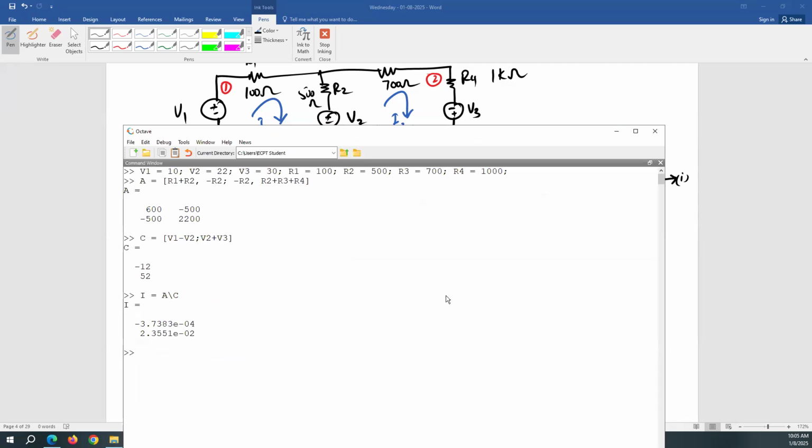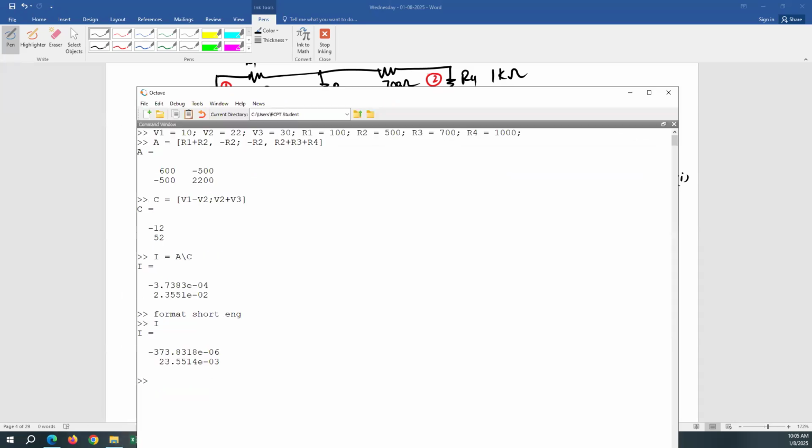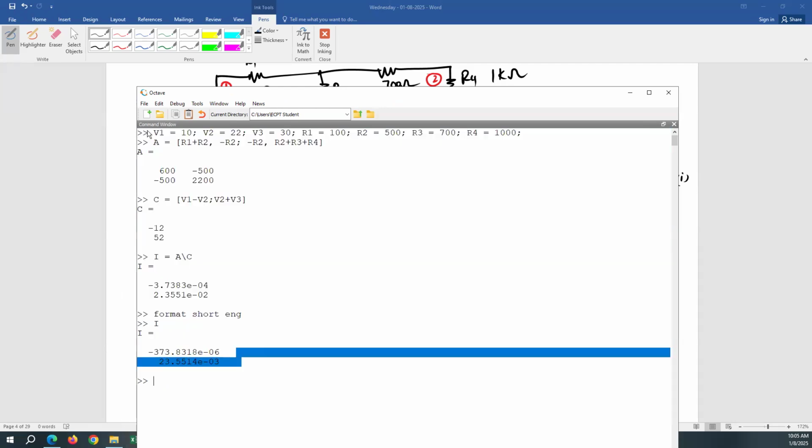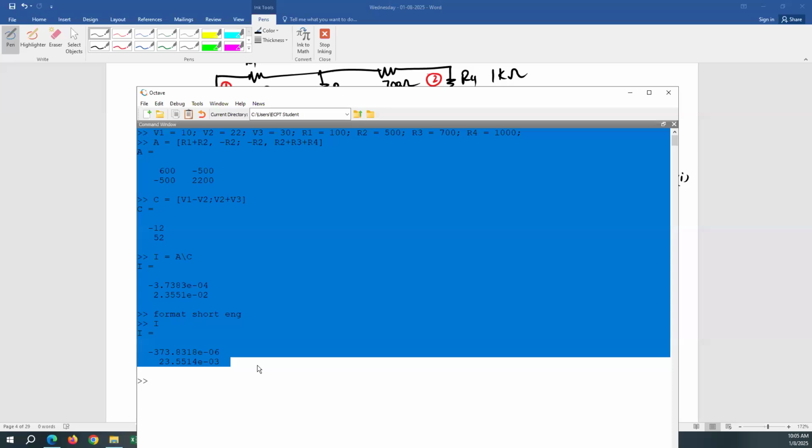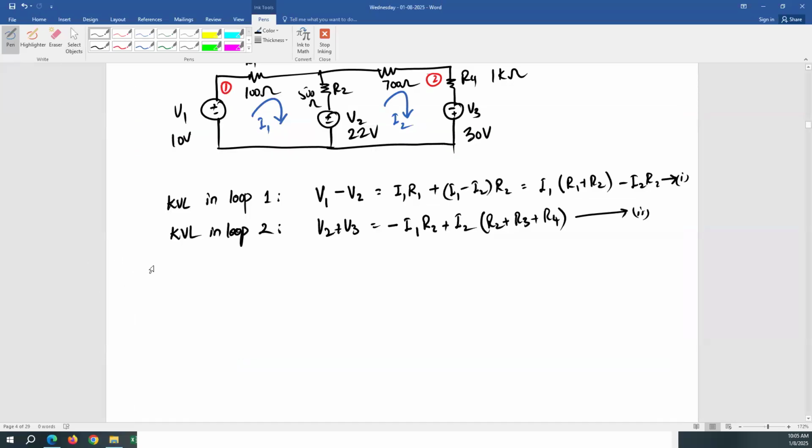And your currents are, let's put them down in engineering format. So format short ENG, that's going to give us the current. The first one is negative 373.83 microampere, and the second one is 23.5514 milliampere. So let's go ahead and just copy and paste. Control C. Control V.